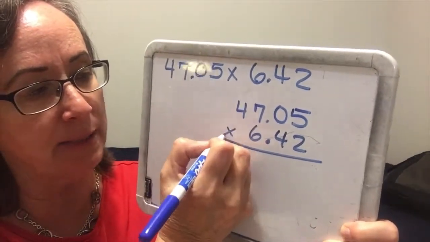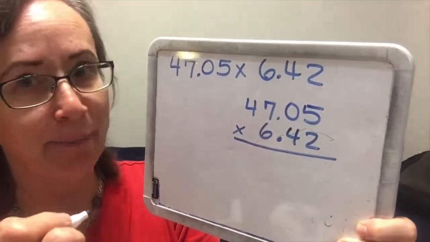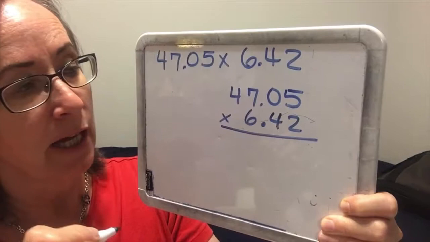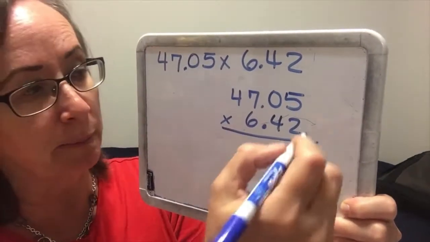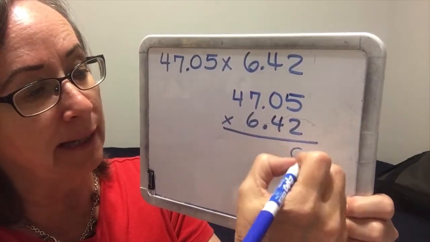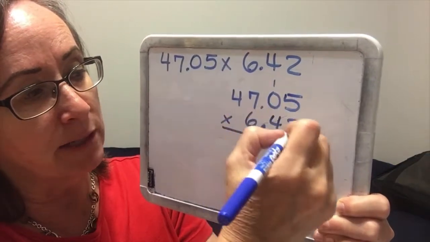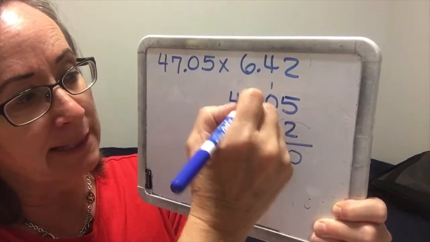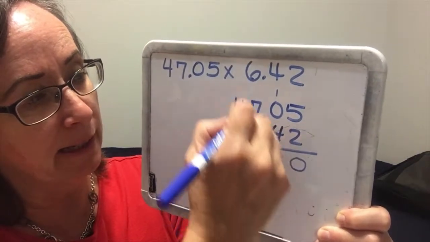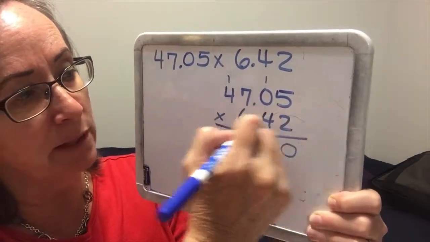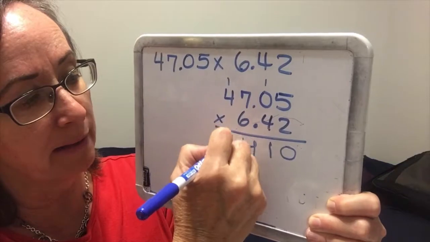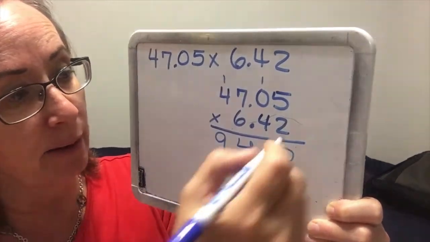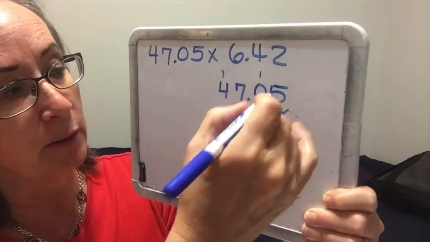This is times. My decimals happen to line up, but they don't need to line up for a multiplication problem. So now we're going to just multiply. 5 times 2 is 10. 0 times 2 is 0 plus 1. And then 7 times 2 is 14. And 4 times 2 is 8 plus 1 is 9. So that is my first partial product. So now I'm done with this one, and I'm going to do the next one.